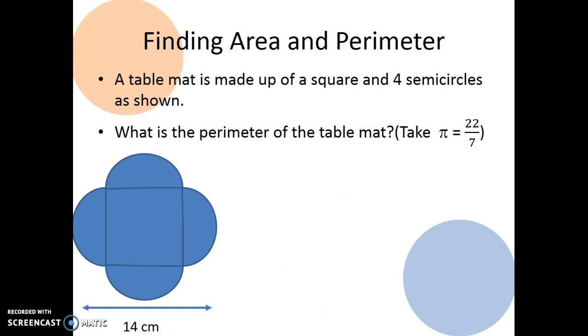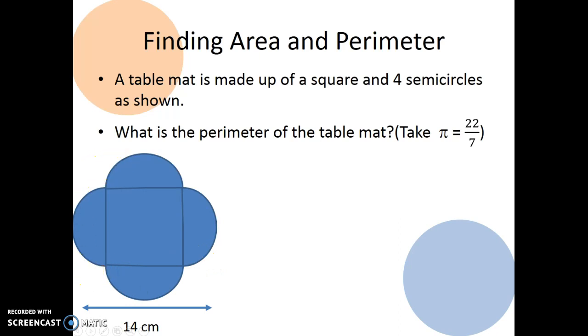Okay, now if we were going to find the perimeter of this table mat, then we just need to think really carefully about how we're going to find that. Remember, when we find a perimeter, we're just building a fence around our shape. And so we just go all the way around the outside. So in this case, I'm not going to deal with this square at all. I'm just going to find the perimeter of these semicircles, and then I'm going to add those together.